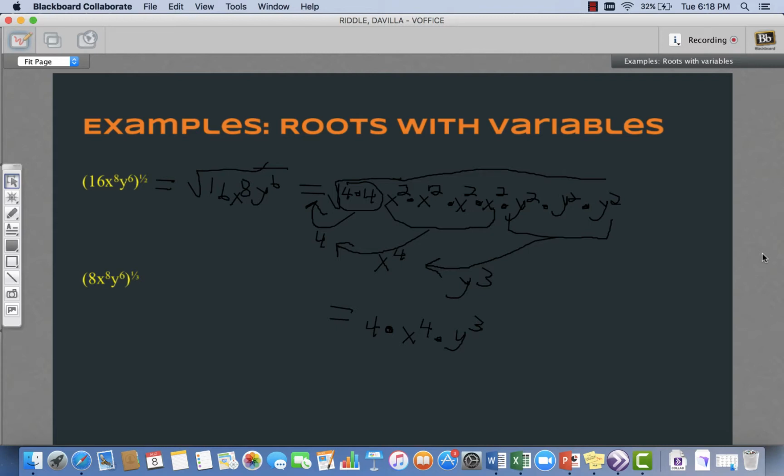All right, awesome. So cube roots, or the third root right here, is no different than the second root. Just instead of finding pairs, we're going to find triplets now. So I'll erase this work up here so I have more space to solve it.